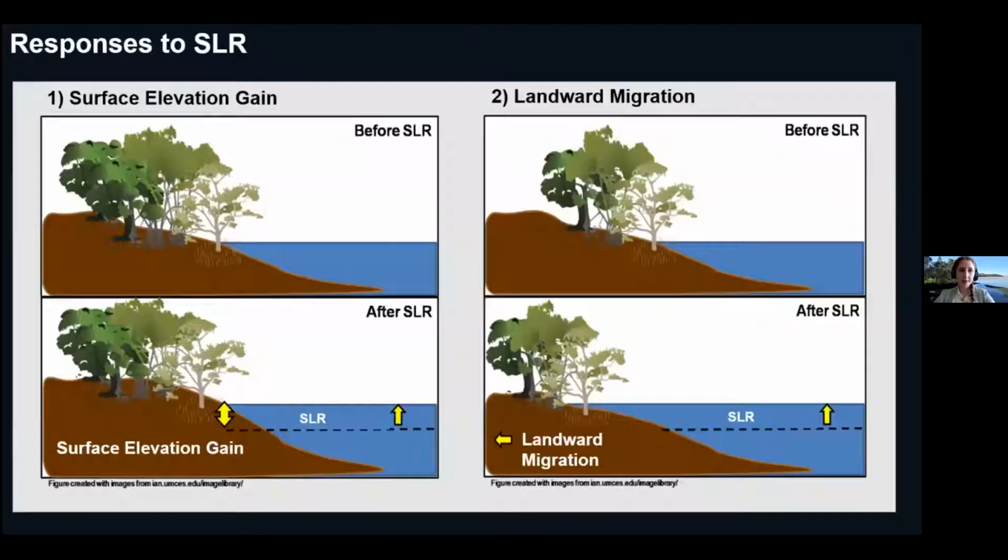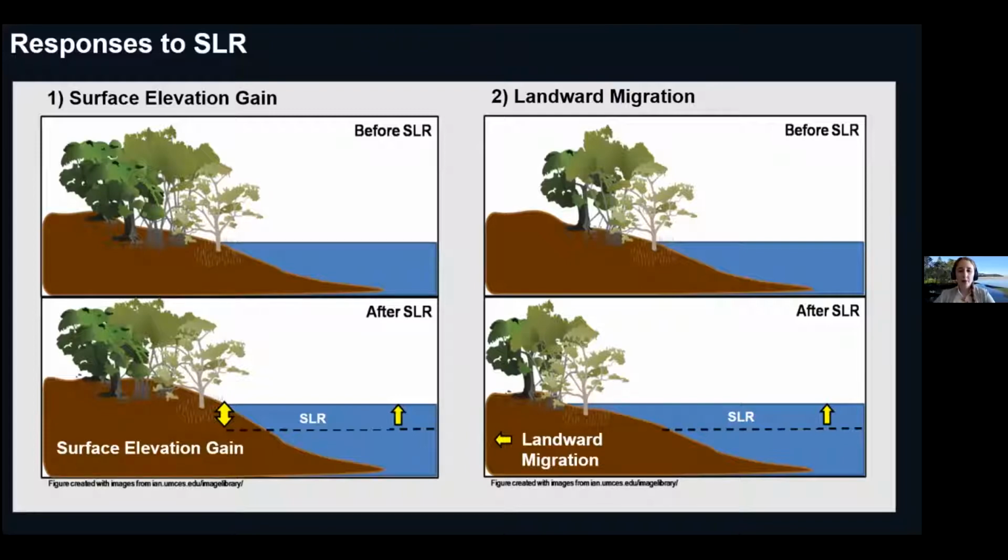So in my schematic diagram here, we have the two different responses to sea level rise. With surface elevation gain, as the sea level rises, the habitat maintains relative elevation through accumulation of sediments and organic material over time at a rate that is comparable to the sea level rise. The habitat therefore remains at the same elevation relative to the rising water level.